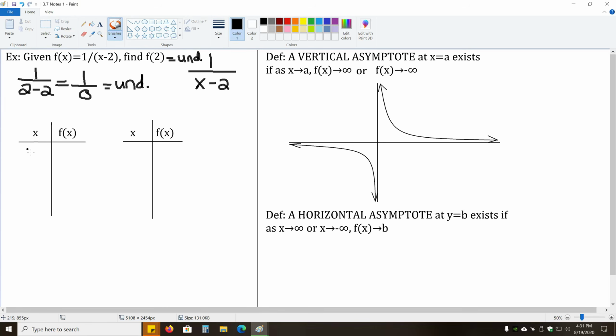So let's go ahead and start on the left. What if we were to plug 1.9 into f of x? Well, 1.9 minus 2 would give us negative 0.1, and 1 divided by negative 0.1 gives us negative 10. Now what if we tried 1.99? We're getting even closer to 2. So 1.99 minus 2 would give us negative 0.01, and 1 divided by that value would give us negative 100.